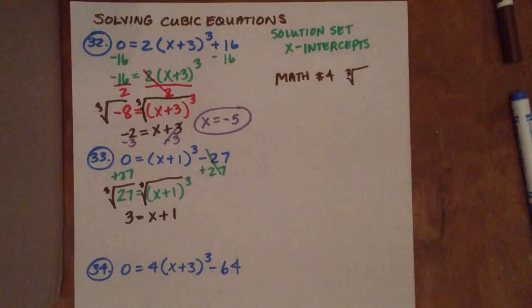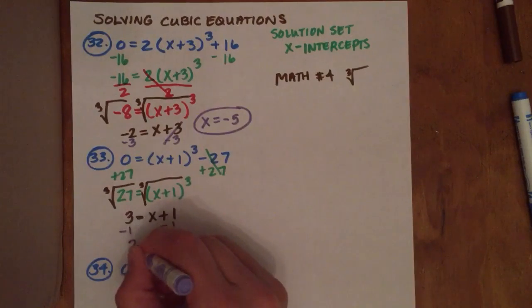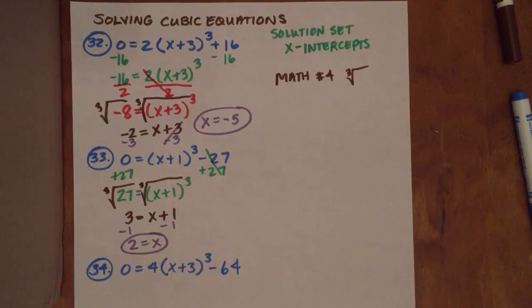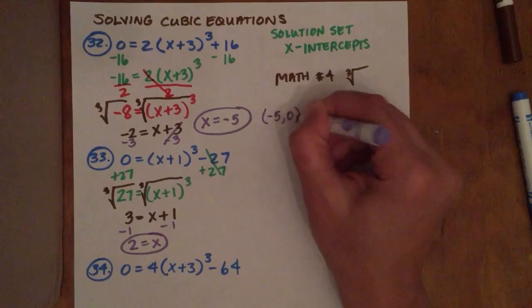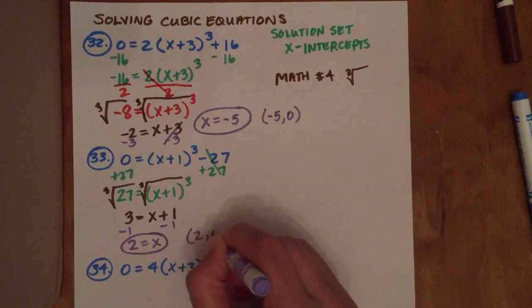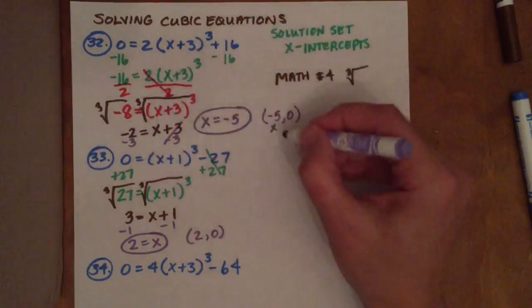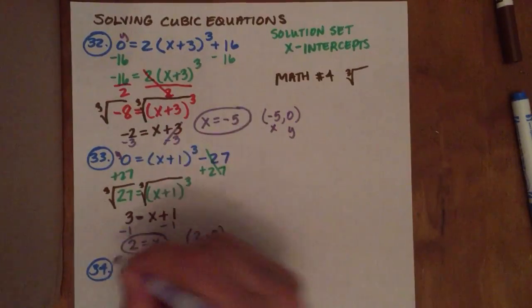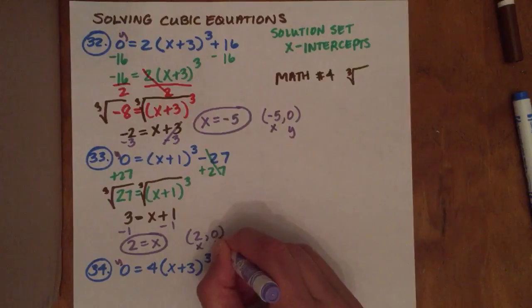And my last step is going to be to solve for x, so I'm going to move that 1 over. So 2 equals x. So x equals 2. That is my solution. Now remember, you're writing an x-intercept, so we can go back up here. That means negative 5, 0, and this would be 2, 0. Because when x is negative 5, y is 0. That's what we're doing here. All of these y values are 0. When x is 2, y is 0.